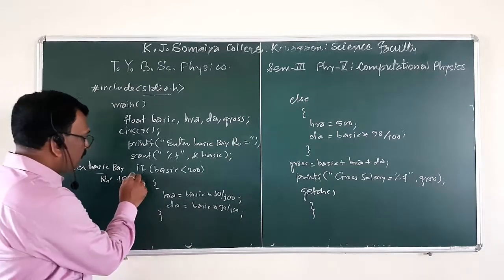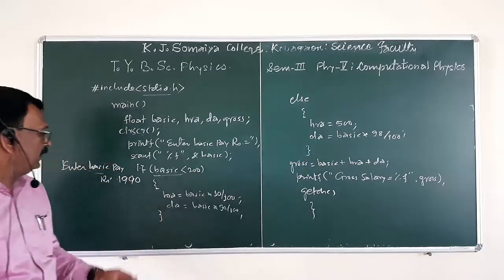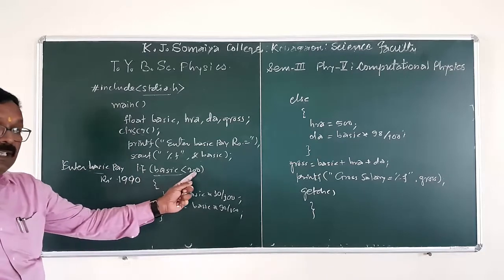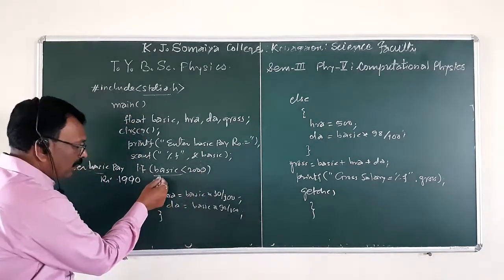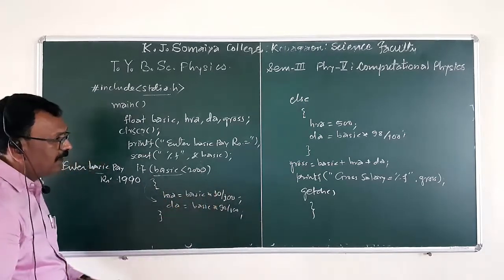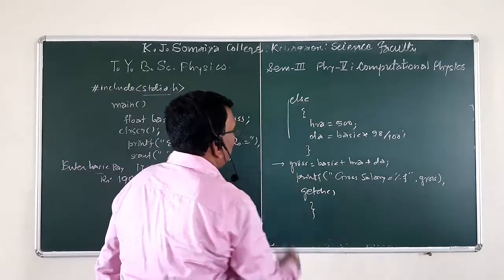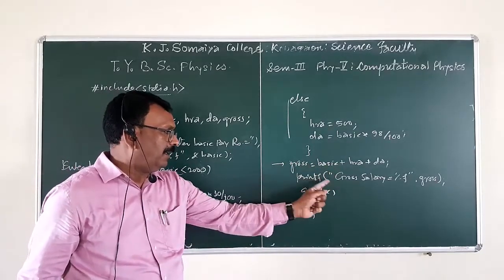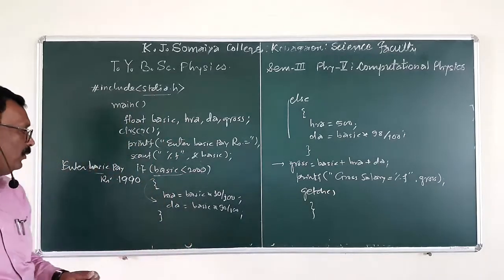Like this. And when the user enters, suppose 1990, then this basic is checked by this condition. When it is found that 1990 is less than 2000, then control comes here and makes the calculation like this, and the gross salary is calculated by this formula and printed on the screen, and we get the desired output.